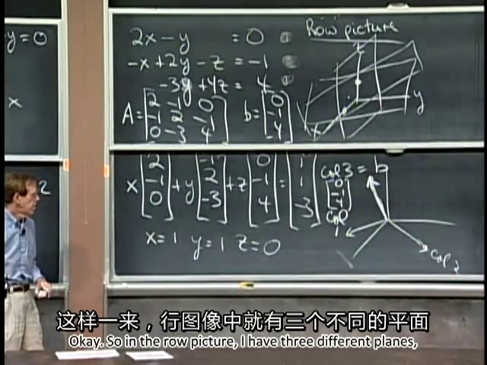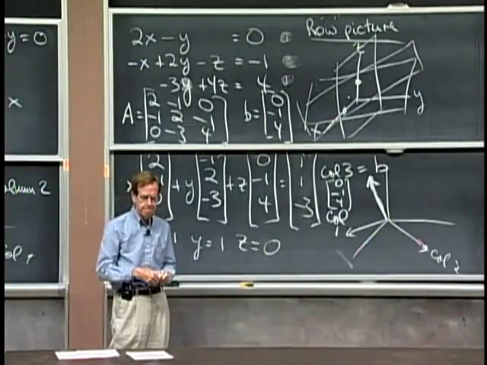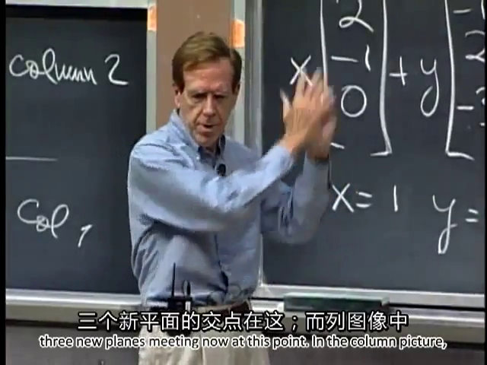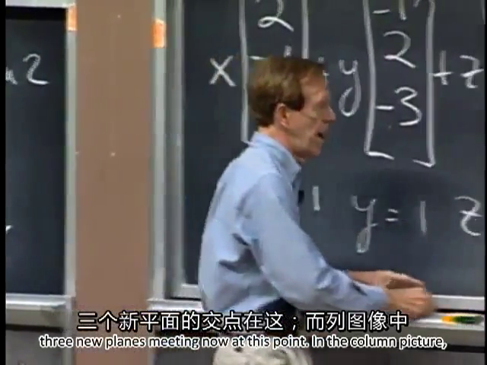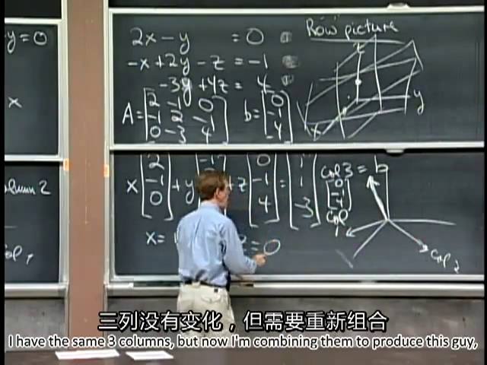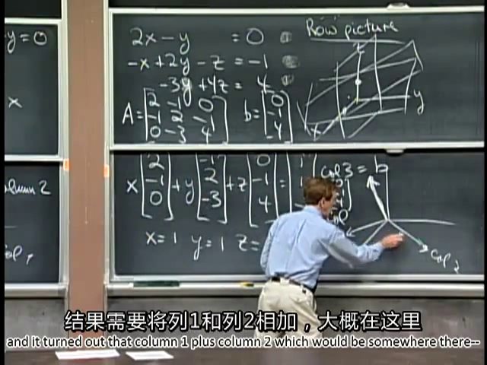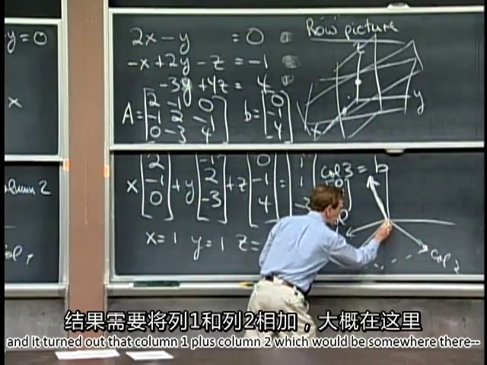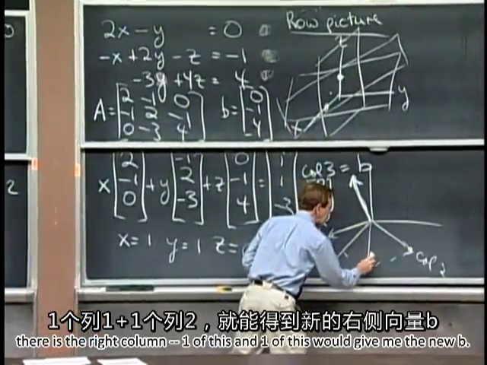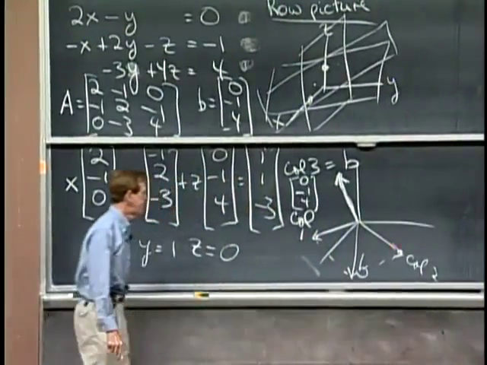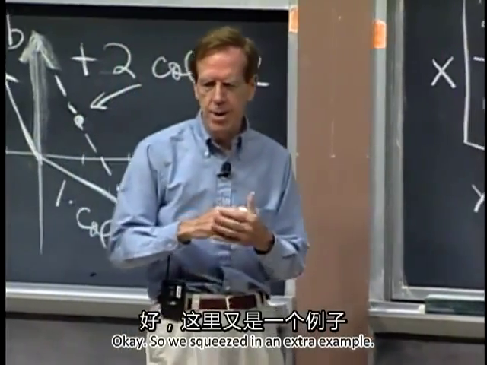Okay. So in the row picture, I have 3 different planes, three new planes meeting now at this point. In the column picture, I have the same 3 columns, but now I'm combining them to produce this new right-hand side. It turned out that column 1 plus column 2, one of this and one of this, would give me the new B. Okay, so that's like we squeezed in an extra example.